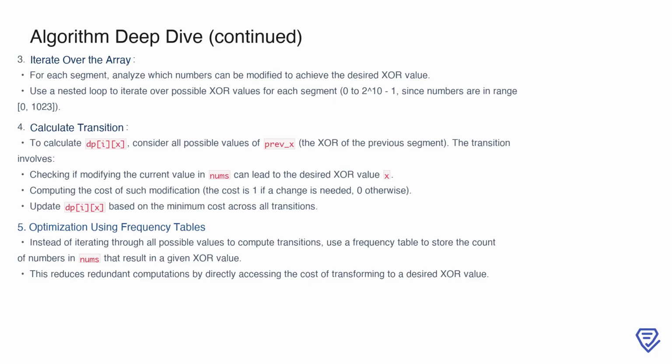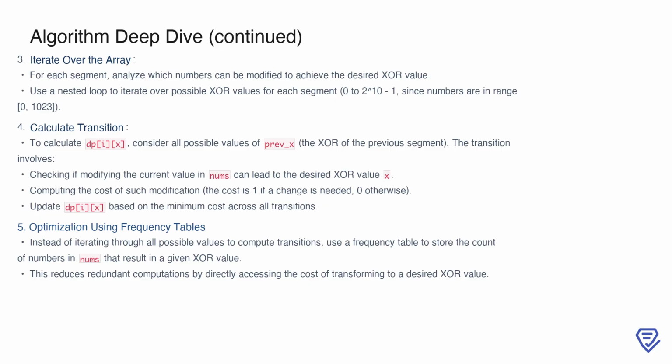For a given segment, we consider all possible XOR values from the previous segment, denoted as prev_x. We then determine if modifying the current value in the array to achieve the new XOR value x is possible and at what cost. The cost is defined as 1 if a change is necessary, or 0 if no modification is needed. By evaluating the cost across all transitions, we update DP[i][x] with the minimum cost. To optimize this process, we leverage frequency tables.